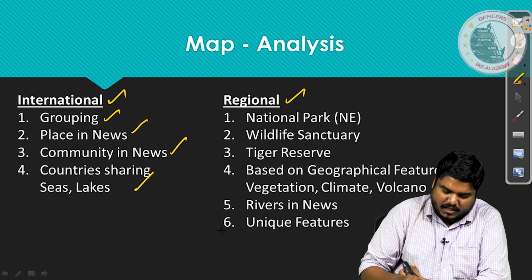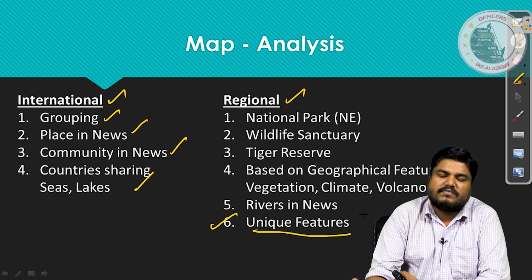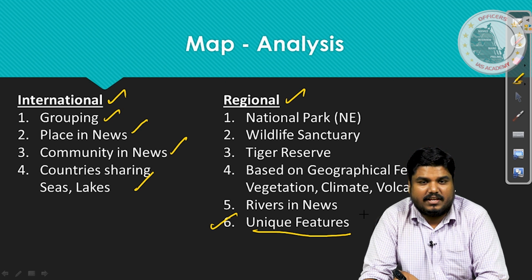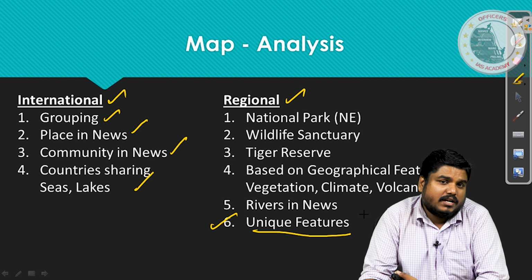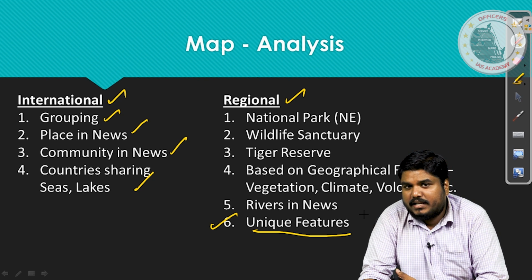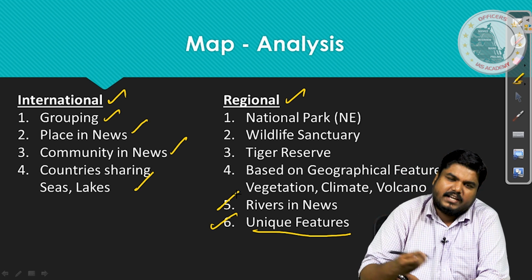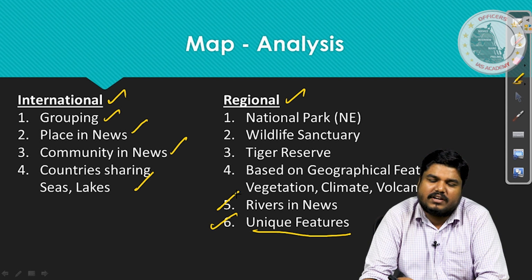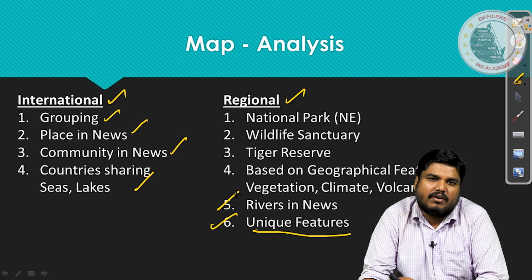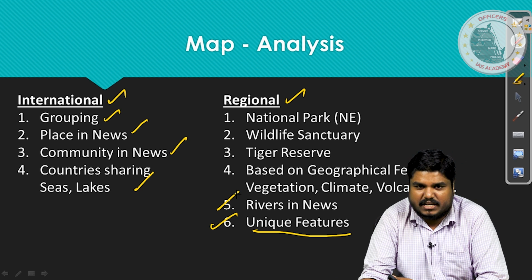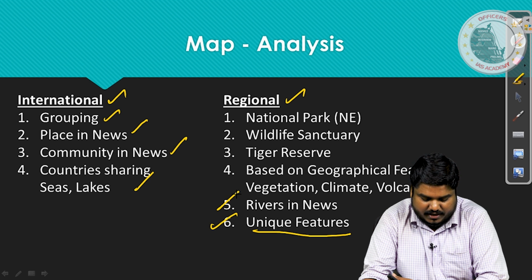Coming to regional, places with unique features, for example, Kodaikanal Artificial Lake, Keibul Lamjao National Park, the world's only floating national park in Manipur, and the Root Bridge in Meghalaya. So, these kinds of questions can be asked. Rivers, for any reason it is in the news, maybe a river linking project or an interstate river water dispute, or any multi-purpose project on a particular river, or any river sharing treaty, are very important. We can expect a good number of questions from river based current affairs.